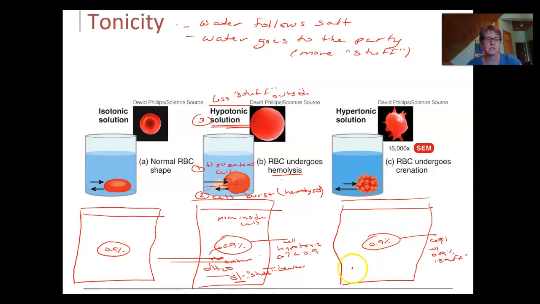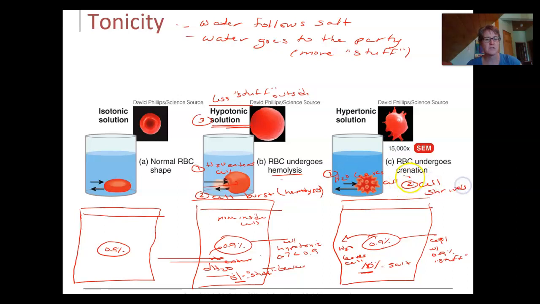The other situation is, say I have more stuff, okay? If I have 10% of a salt on the outside and in the cell inside is 0.9, where does water want to go? Water wants to go to the party, and I would rather have $10 than 90 cents too. So I'd be like, oh, I'm going with the guy that has $10. So water leaves the cell. If water leaves the cell, and that's what this picture is saying, the cell shrivels.